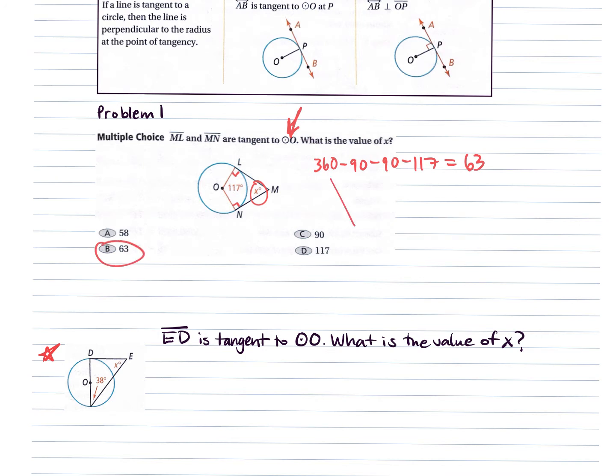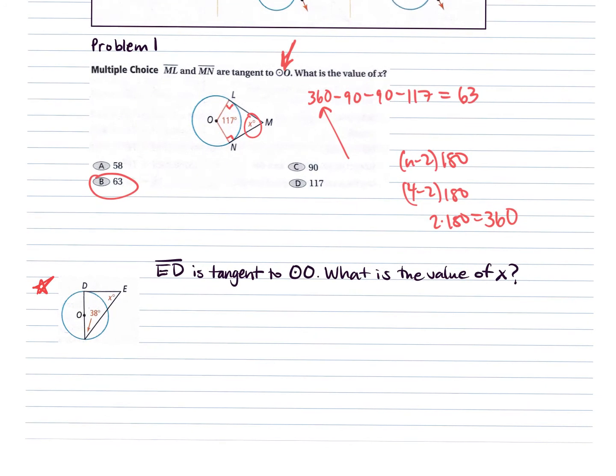Okay, and remember, we know that this is 360 because we use our n minus 2 times 180 formula, and a quadrilateral, 4 minus 2 times 180 is 2 times 180, which is 360. Just a reminder from previous chapter. Okay, so here is one for you to try on your own. Please press pause, and then once you're finished, check back for the solution.